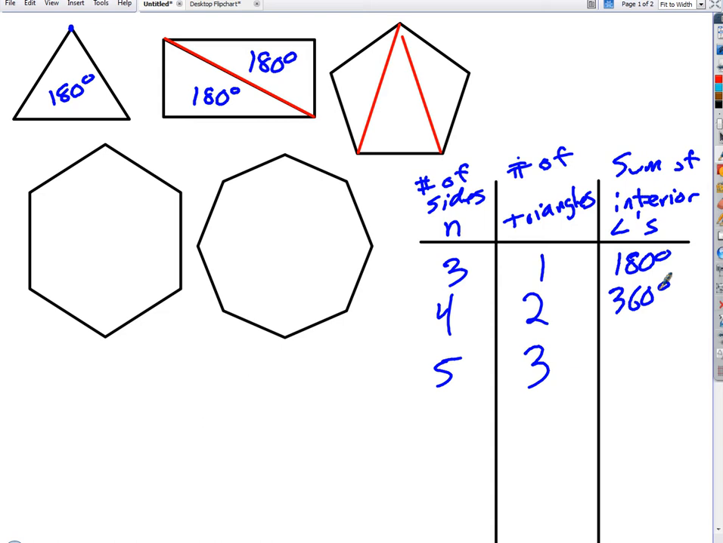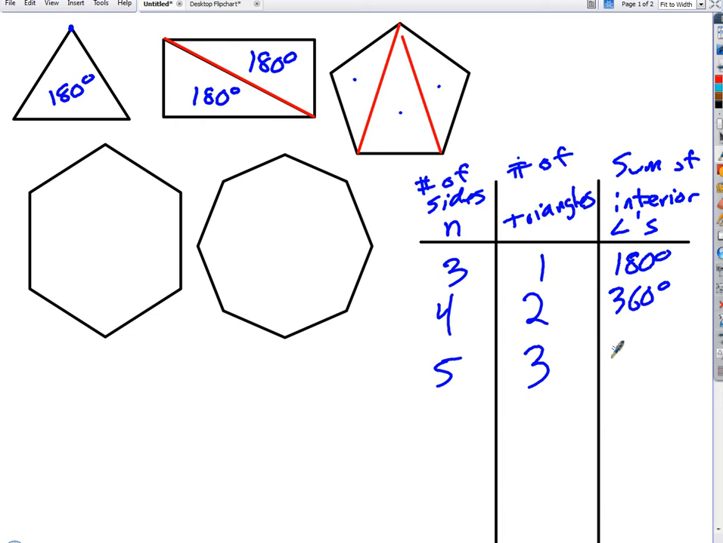What do you think? 180, 180, 180. 180 times 3, right? The number of triangles I get allows me to add up the total of all the interior angles of that shape. Triangles, we know, always have 180 degrees. It turns out quadrilaterals can always be divided into two triangles, and so they always have 360 degrees of interior angle. So the sum of the interior angles is always 360.